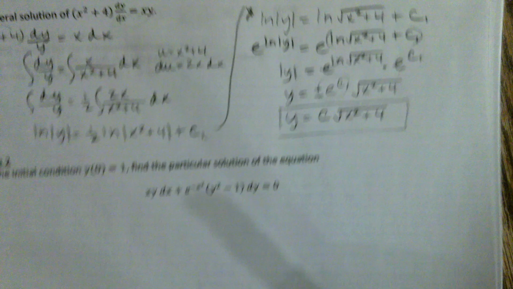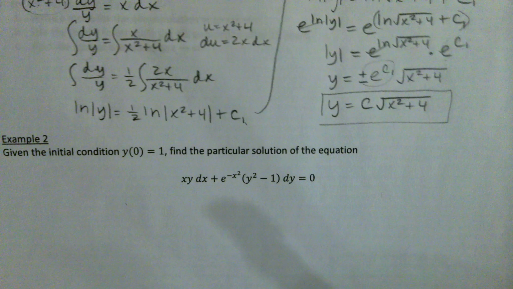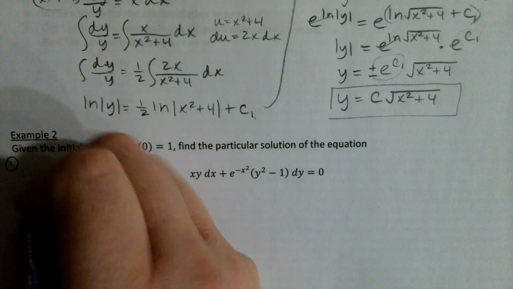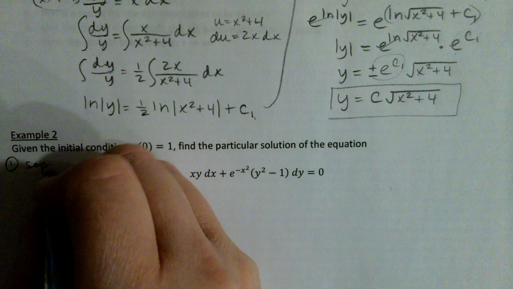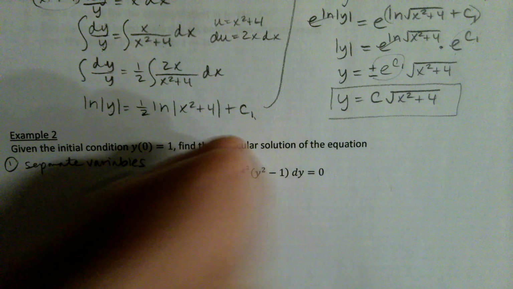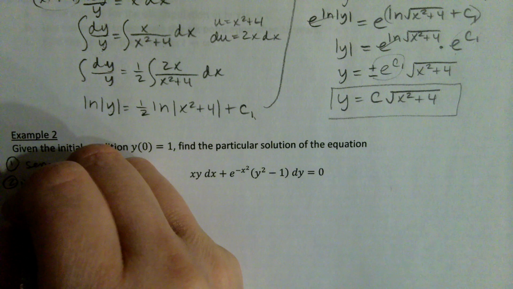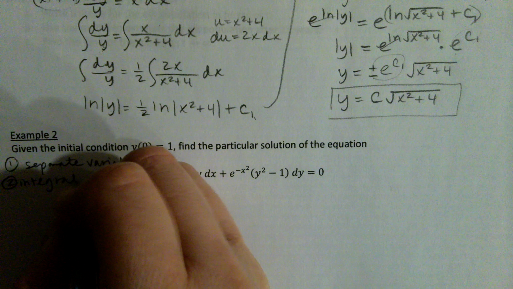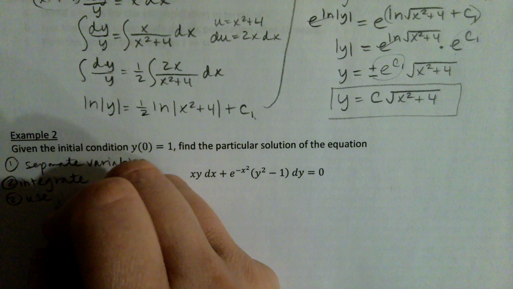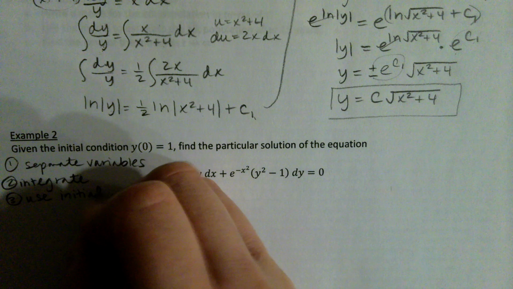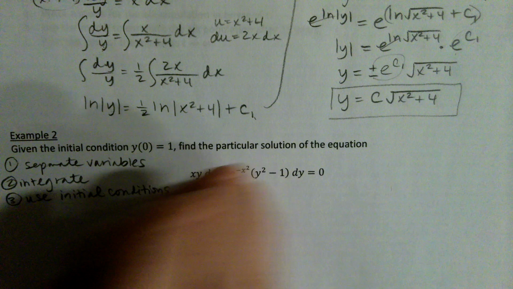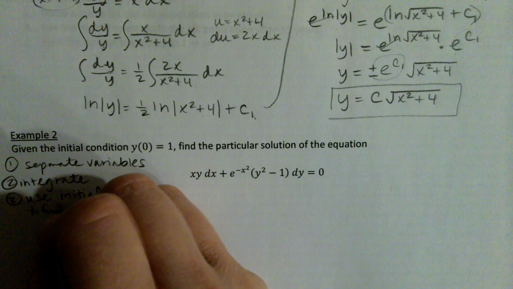So on the next one, we are finding a particular solution. Our steps for that are, we're still going to separate our variables out, and then we're going to integrate again. And then we're going to use our initial conditions to solve for c. And there could be more than one constant, so I'm just going to write: use initial conditions to find constants.